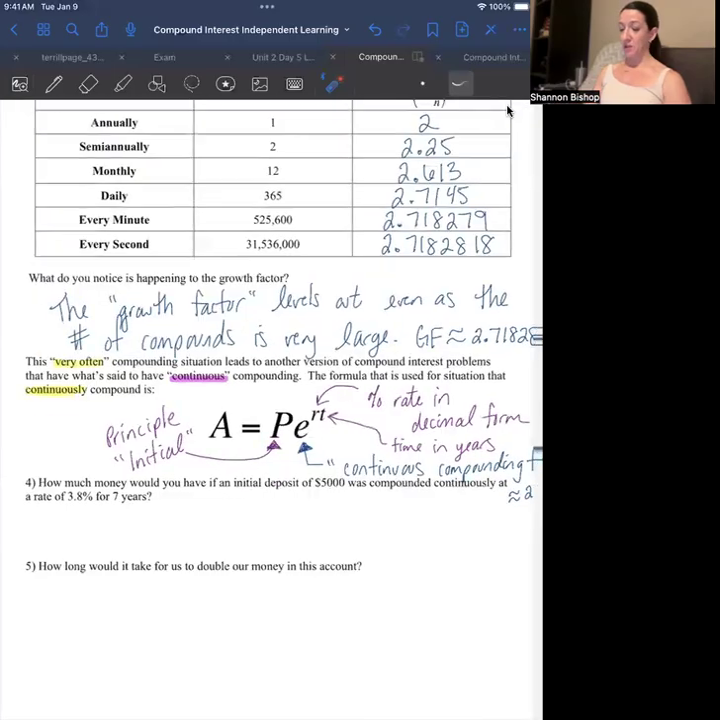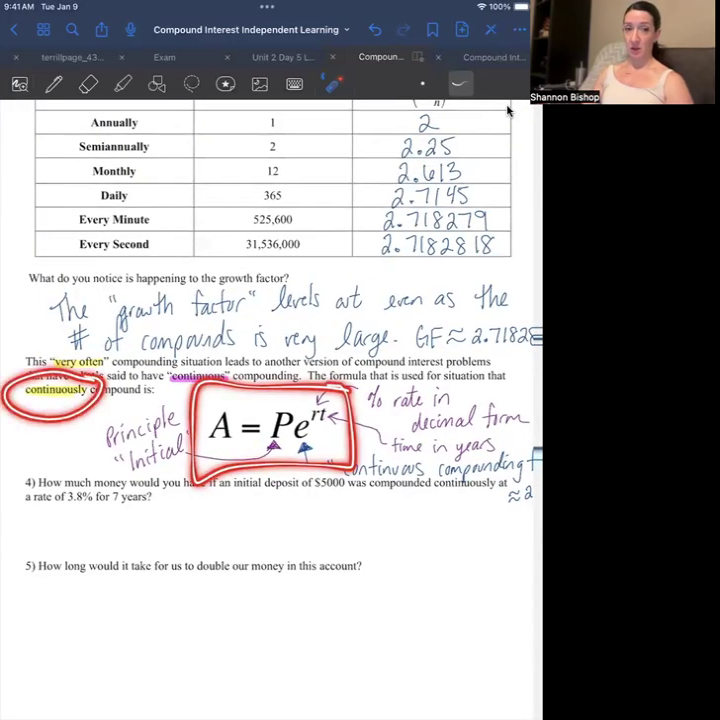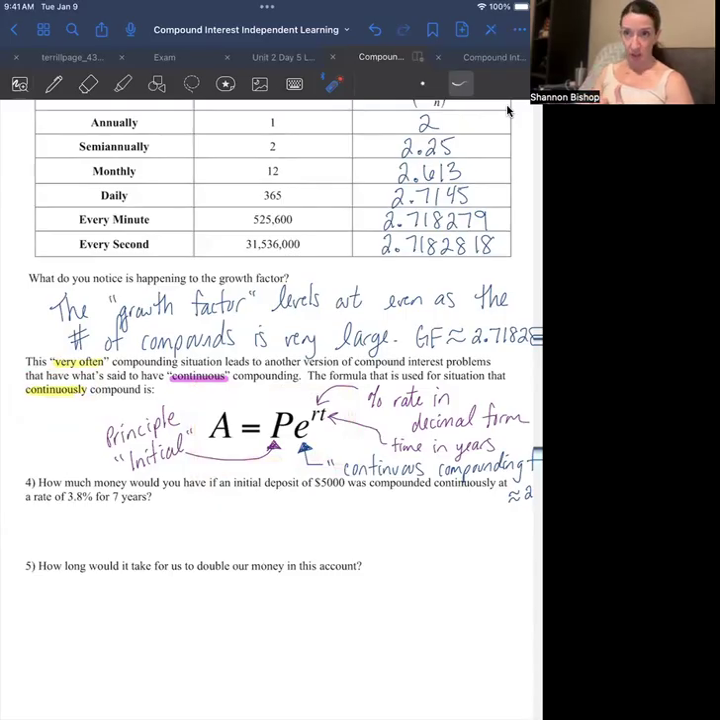Now, again, I can't stress this enough. You're only going to use this version of the formula if it says continuous. If the problem does not say continuous, for the love of Pete, don't use this formula. You only use this formula for continuous.